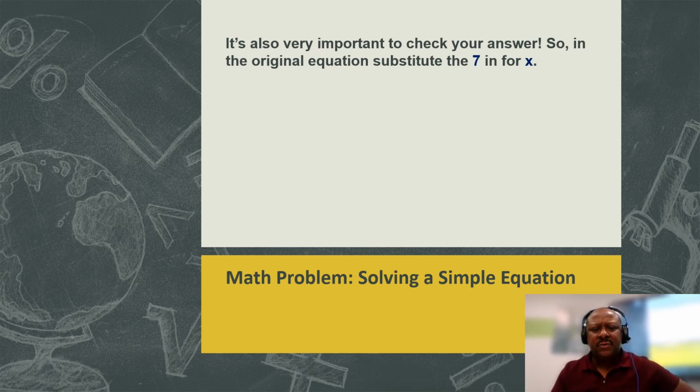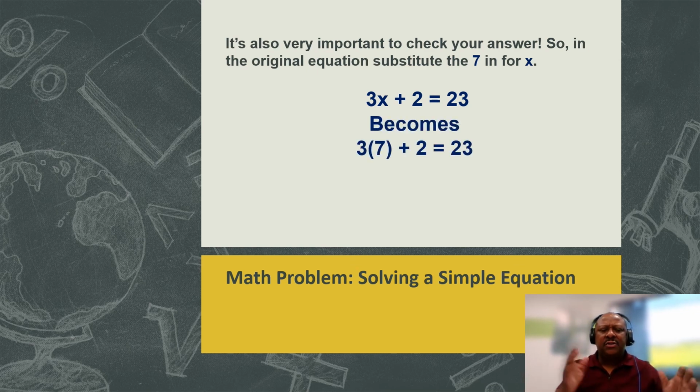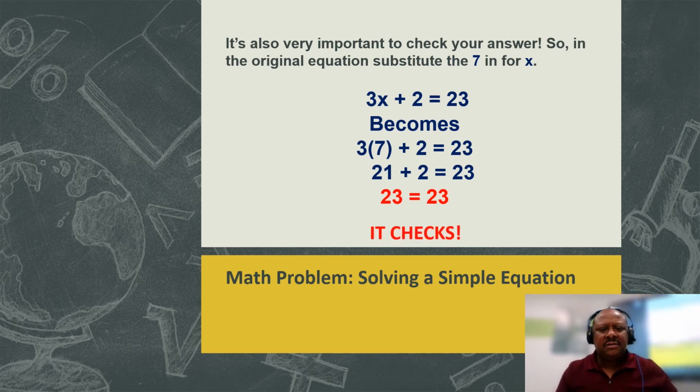That's very important. So we're going to substitute 7 in for the variable x everywhere we see it. We have 3x plus 2 equals 23, and when we substitute 7 in there, we get 3 times 7 plus 2 equals 23. When we do the multiplication of 3 times 7, we get 21 plus 2 equals 23. And what we end up with is 23 equals 23, and that is it. It checks. So remember, even though you solve the equation, you must also check the equation. It's very important.